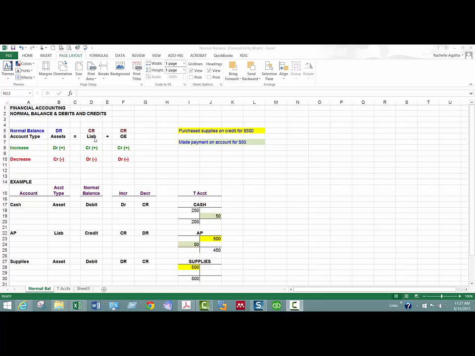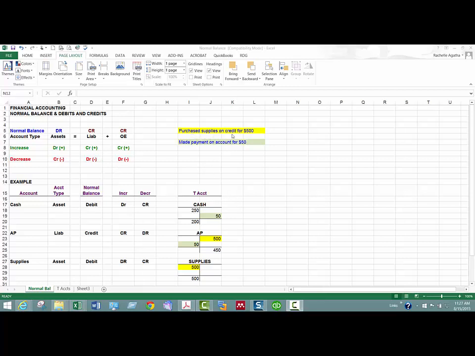If you are in a credit account, like a liability or an equity, a credit is a positive because the natural normal sign of a liability is a credit. And a debit would be a minus because the normal sign of a liability is a credit, so the opposite is debit. So let's do a little example.